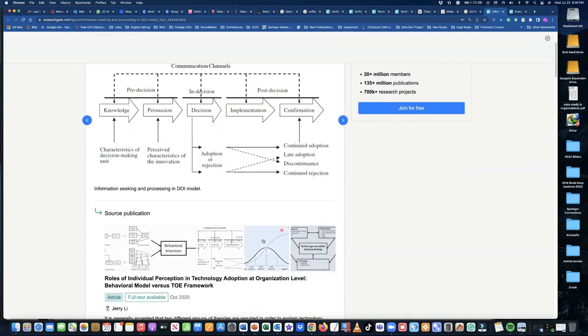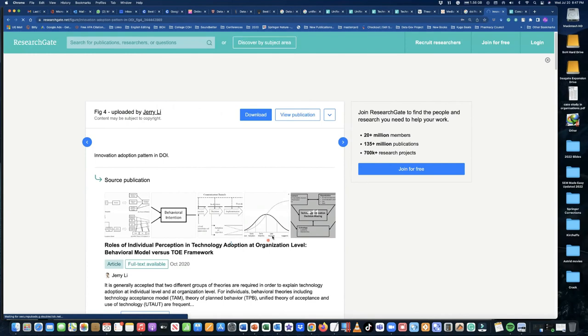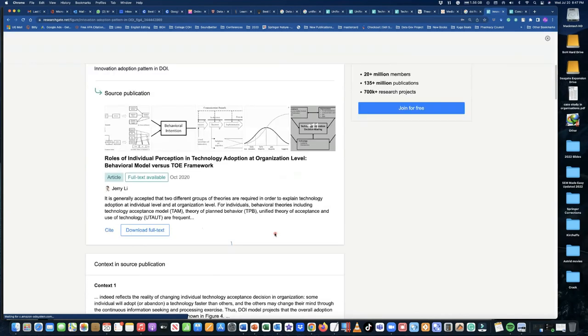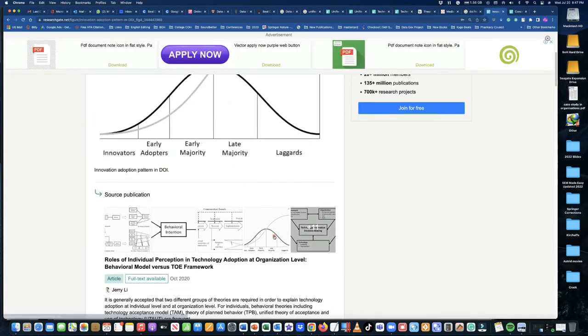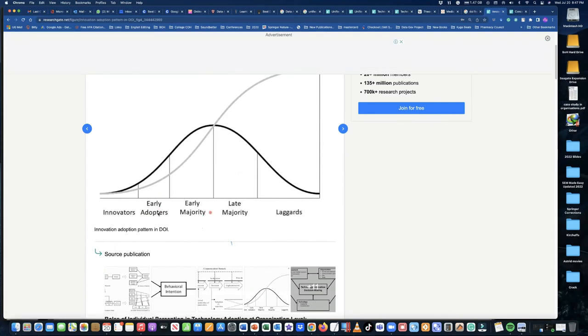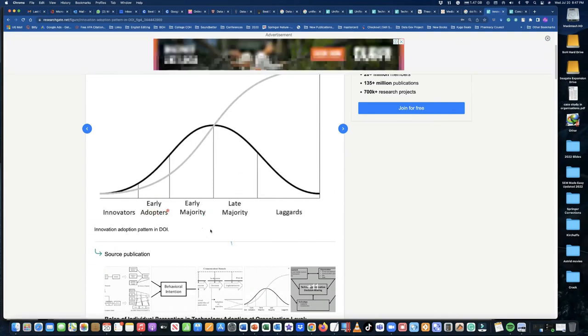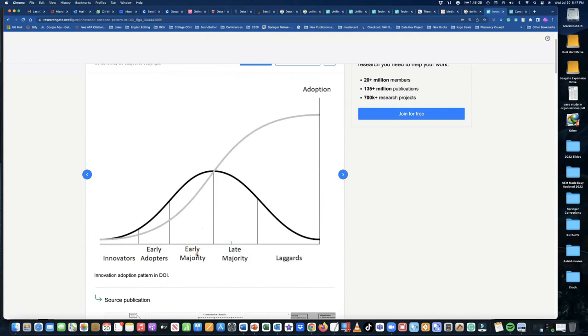Then this one says that there are different types of people and what they go through in terms of the rate of adoption. So they are the innovators, the early adopters, the early majority, the late majority, and the laggards. Laggards come in very late. So in applying this, you see some people go through the process faster than others. Do you understand me?